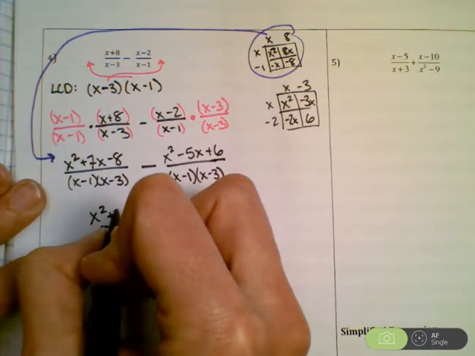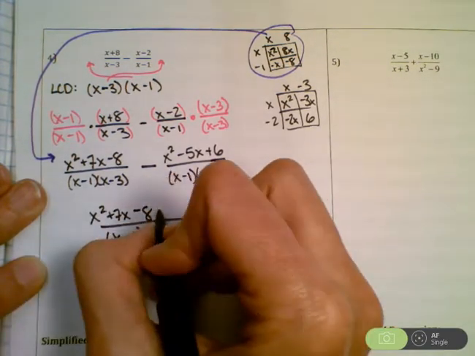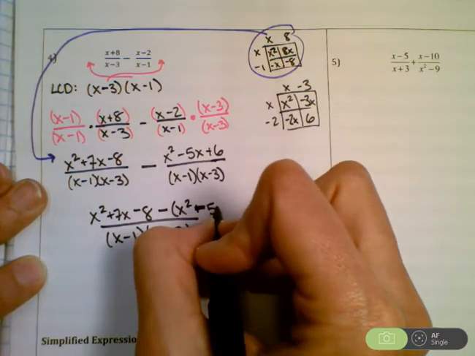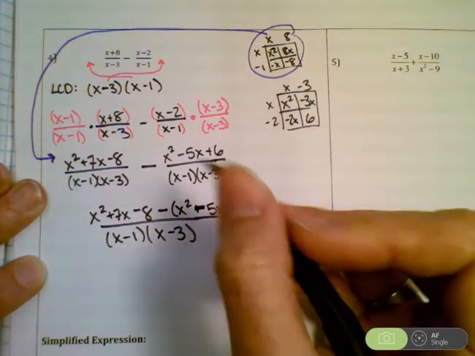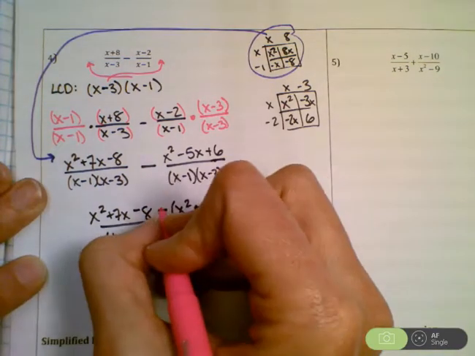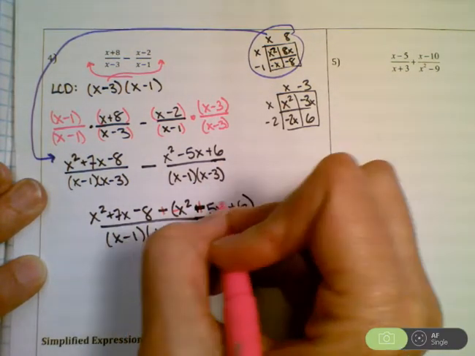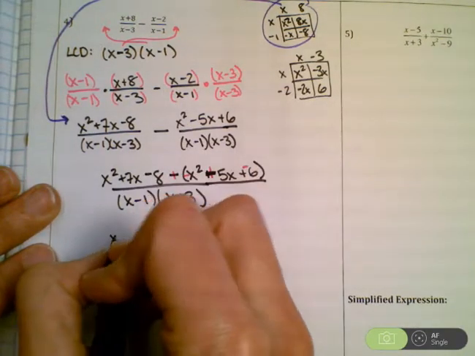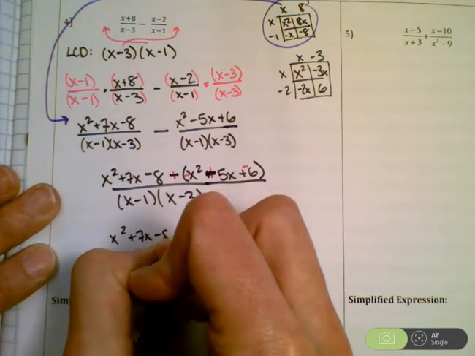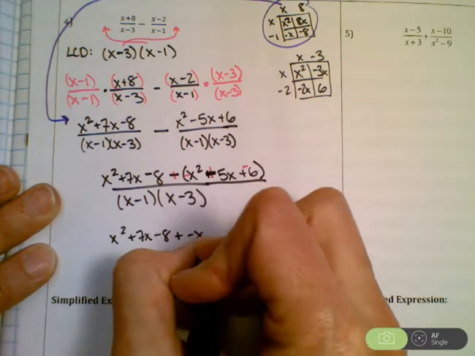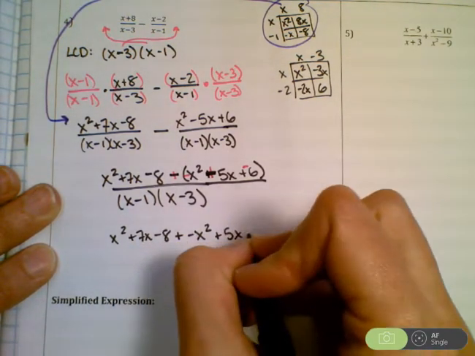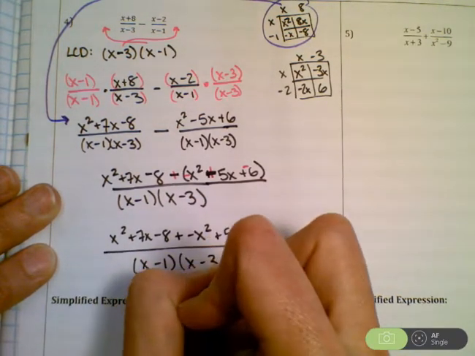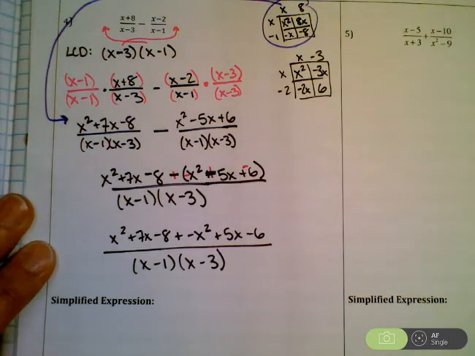So I have x squared plus 7x minus 8 minus, in parentheses, x squared minus 5x plus 6. So I distribute that negative, make that a plus, make that a plus, a minus. And I get x squared plus 7x minus 8 plus negative x squared plus 5x minus 6 all over x minus 1, x minus 3. Now I just simplify that.